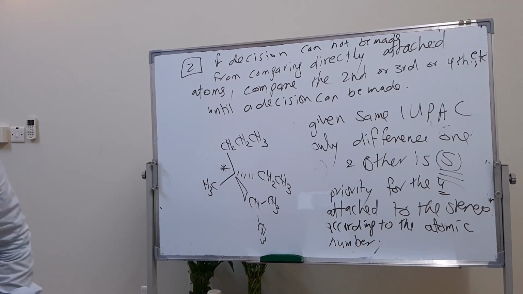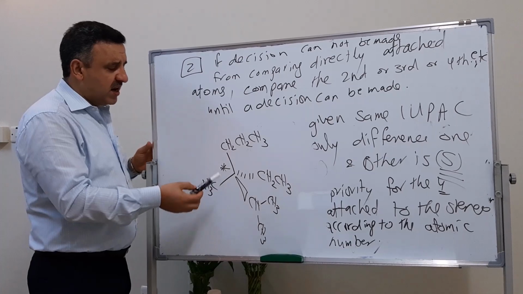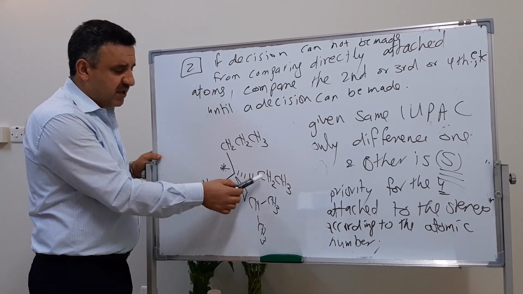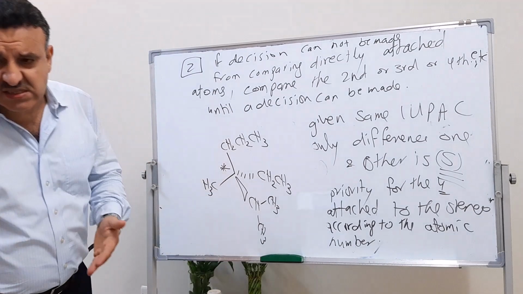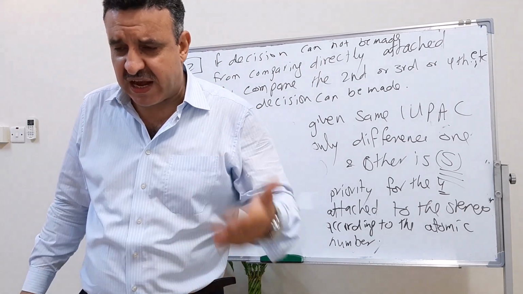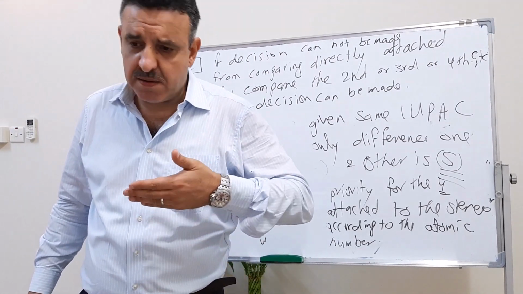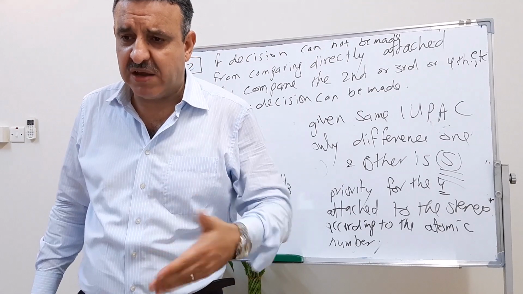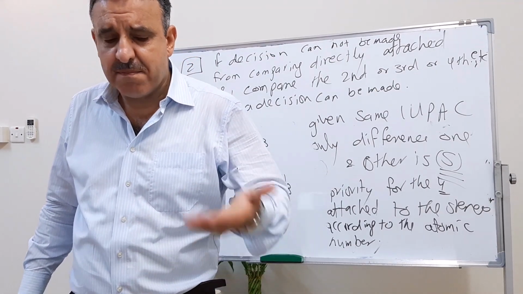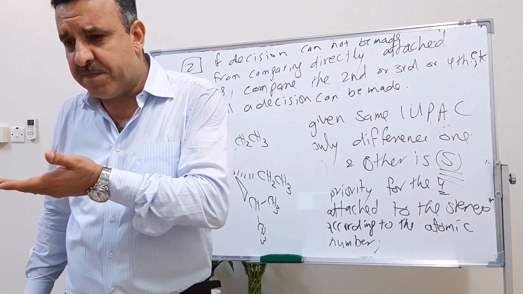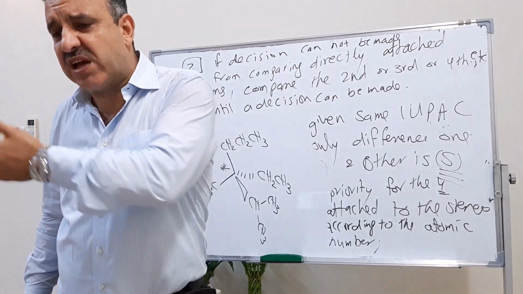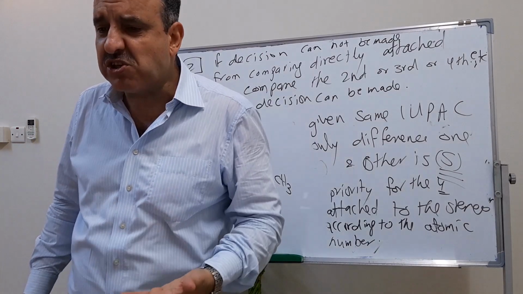They are the same. Right? So they are the same because all are carbons. Here carbon, carbon, carbon, carbon. So in this case, the first rule cannot be applied. Do you follow me? We cannot have a decision by directly comparing the directly attached atoms to the stereocenter. So what should we do?